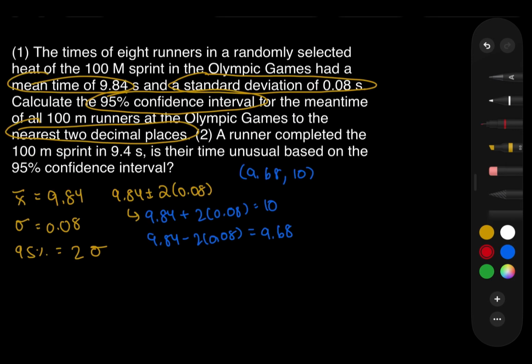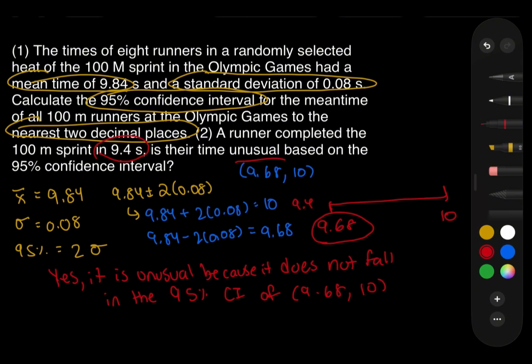A runner completed the 100-meter sprint in 9.4 seconds. Is their time unusual based on the 95% confidence interval? Well, let's look at it again. Our range is from 9.68 to 10. 9.4 does not fall in this range because 9.4 is actually less than 9.68. So it falls somewhere way outside here. Therefore, it is unusual because it does not fall in the 95% confidence interval.